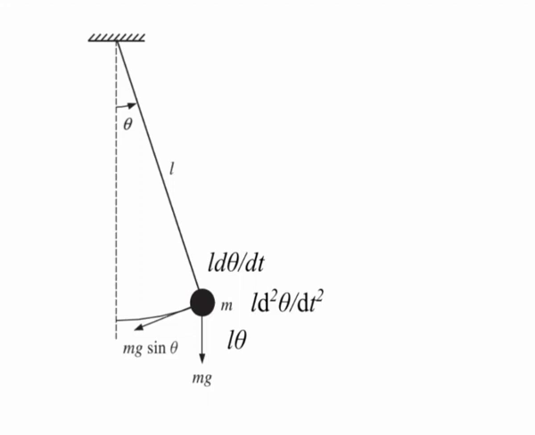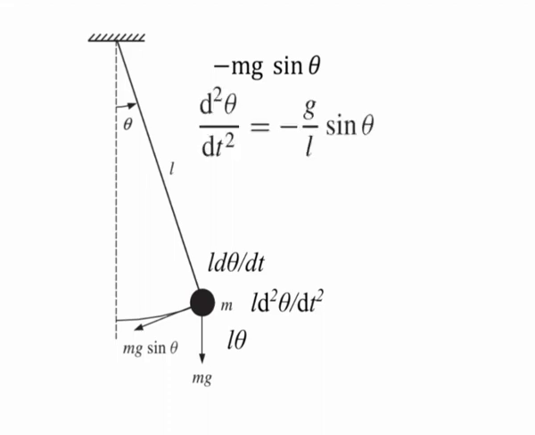At a displacement theta, there is a tangential force on the mass acting along the arc that is equal to minus mg sine of theta, where as usual the minus sign indicates that it is a restoring force. Hence, by Newton's law we obtain d square theta upon dt square is equal to minus g upon L sine of theta. This equation does not have the same form as the equation of simple harmonic motion, as we have sine theta on the right hand side instead of theta.